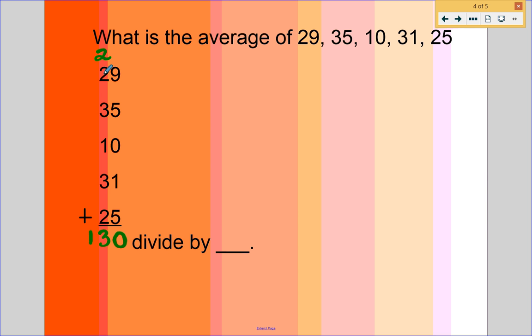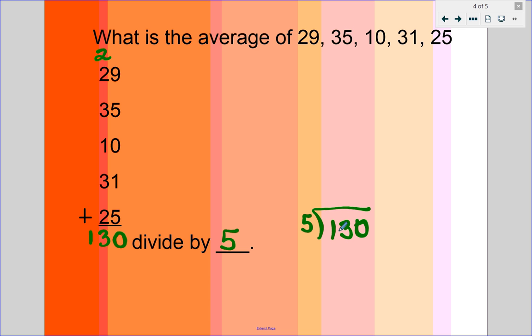Okay, I don't know why this wants to skip over to that. Let's see. Sorry about that. 1, 2, 3, 4, 5. I have 1, 2, 3, 4, 5 numbers, so I'm dividing by 5. All right, so I take my 130 and I divide it by 5.